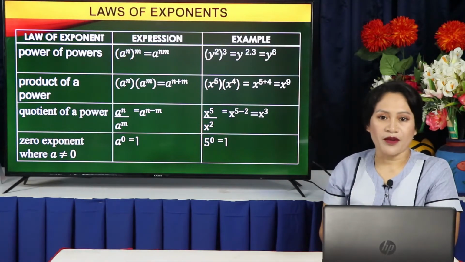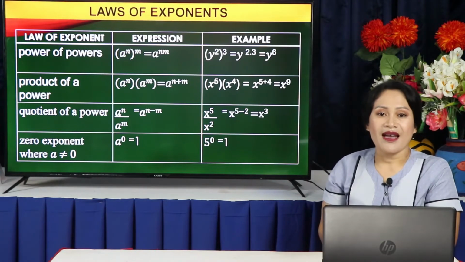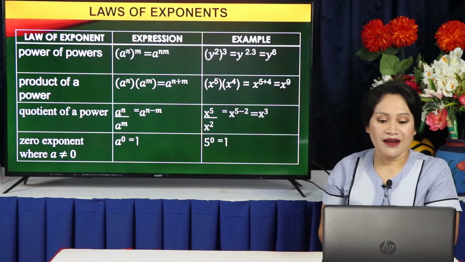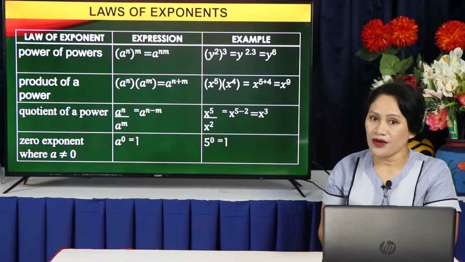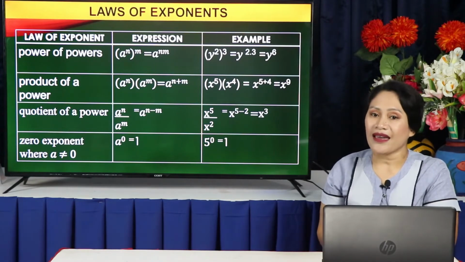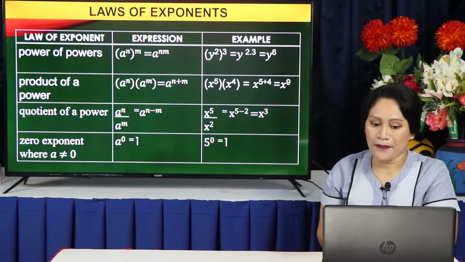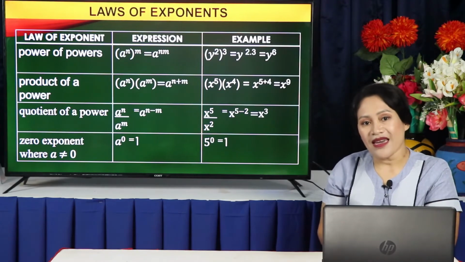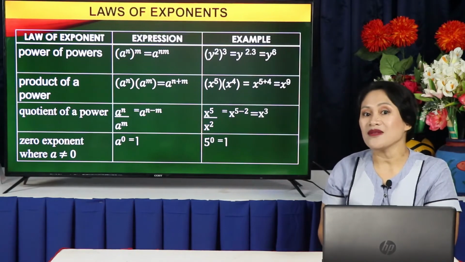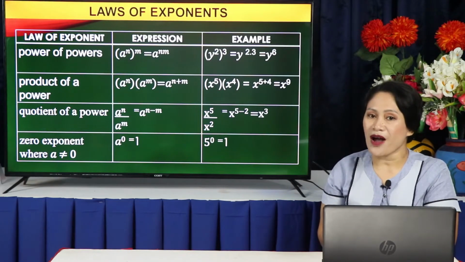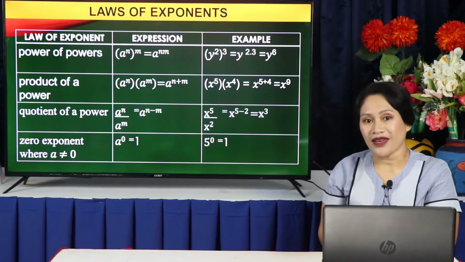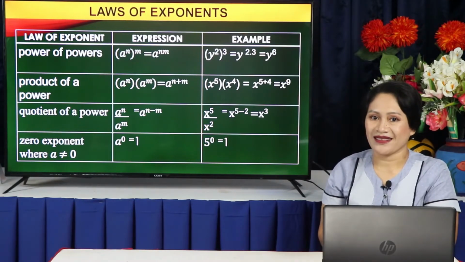Number 2, we have the product of powers, which expression says quantity a to the power of n multiplied to quantity a to the power of m, which is equal to a to the power of n plus m. Example is x to the power of 5 times x to the power of 4, which is equal to x to the power of 5 plus 4. Finally, that's equal to x to the power of 9.